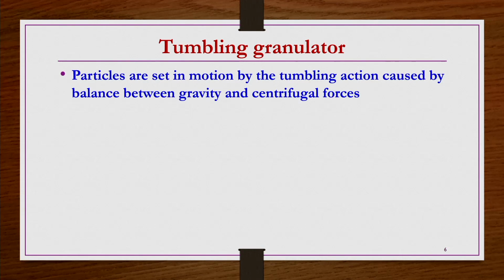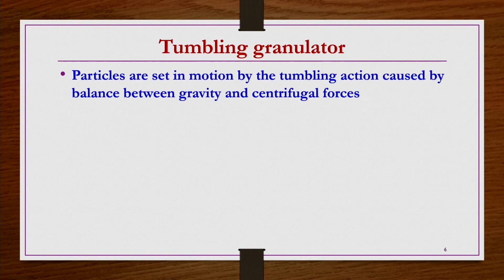In tumbling granulators, particles are set in motion by the tumbling action caused by the balance between gravity and centrifugal forces. There is a vessel which is rotating. When it rotates, there is some amount of centrifugal force, and the particles move up. After moving to the top, they fall down, same as in ball mills, so size reduction takes place here. Some additional binders are added so that the fine particles are granulated. Both centrifugal and gravity forces act, so accordingly the optimum speed should be used. Those details we are going to see now.